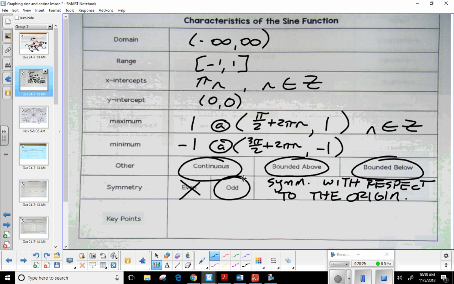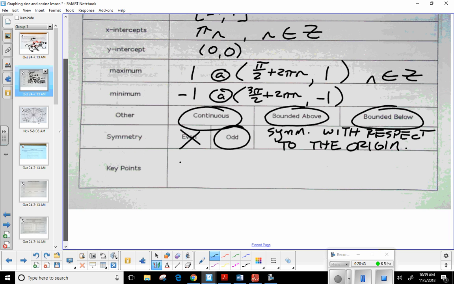Okay. And then we have our key points. Remember, we started with a 0. We went from 0 to a maximum to a 0 to a minimum to a 0. We want to be really familiar with these key points. So we started at the origin. That was our first 0.